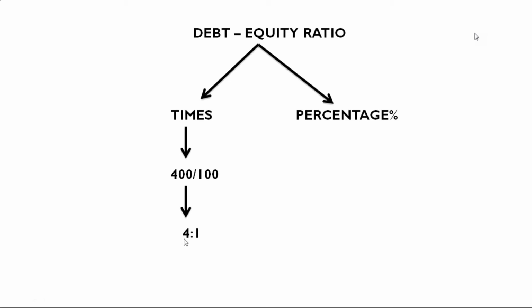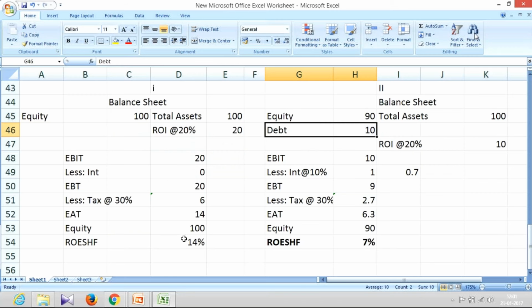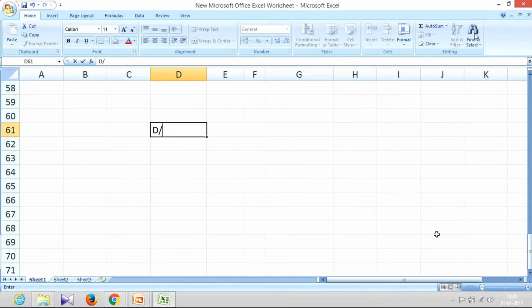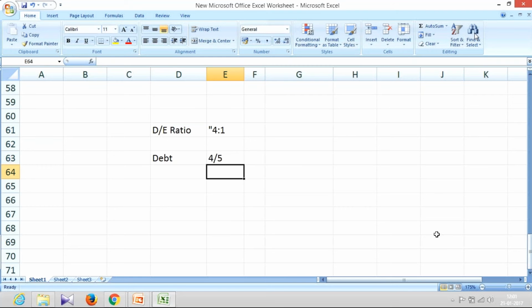So how to interpret this? Let's see. I have a debt equity ratio of 4 is to 1. It means my debt is 4 divided by 5, because 4 plus 1 makes 5. So 4 divided by 5 means we have 80% debt, and equity is 1 divided by 5, which makes 20% equity.